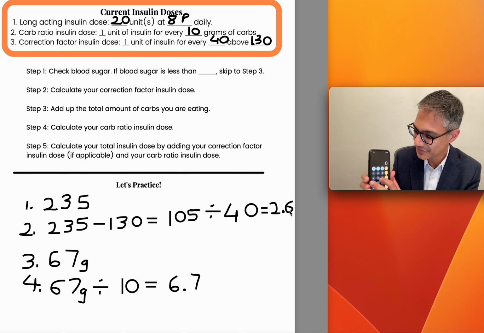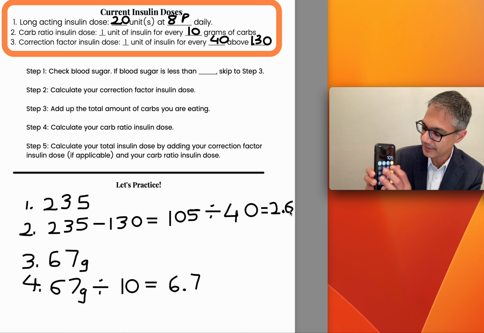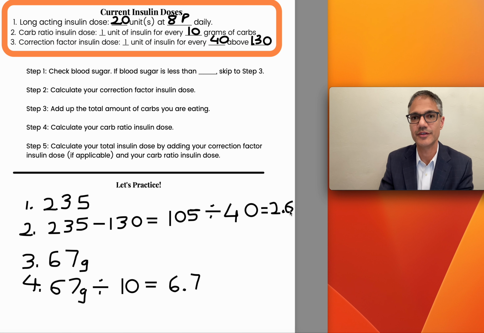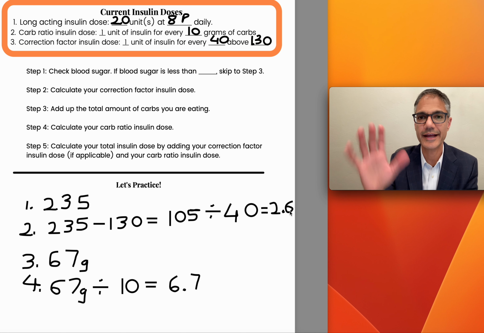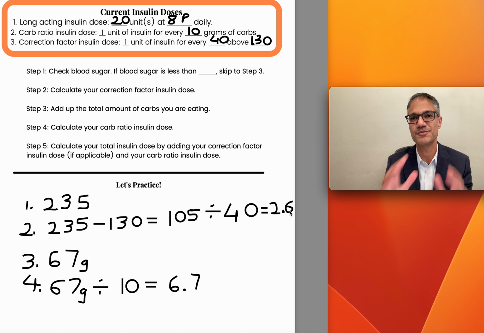So you always want to do blood sugar minus your target, 130, hit equals first, then divide by 40, or else we'll run into an issue with the way the calculator does its order of operations. Okay, so practice this. We have lots of sheets to practice. Go over this, think about it, sleep on it, but this is really important.